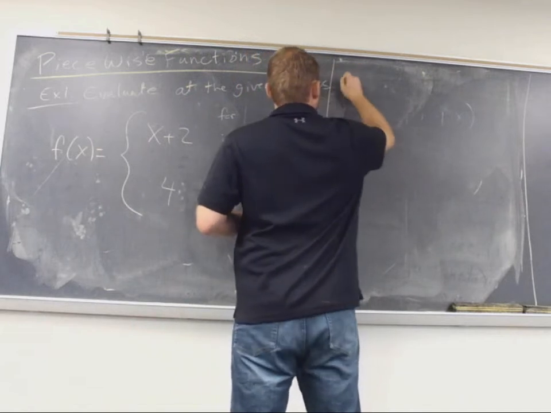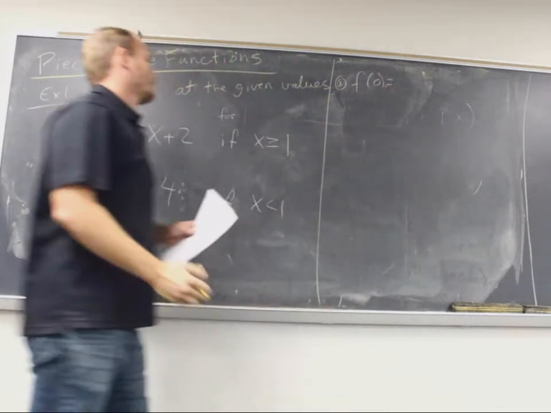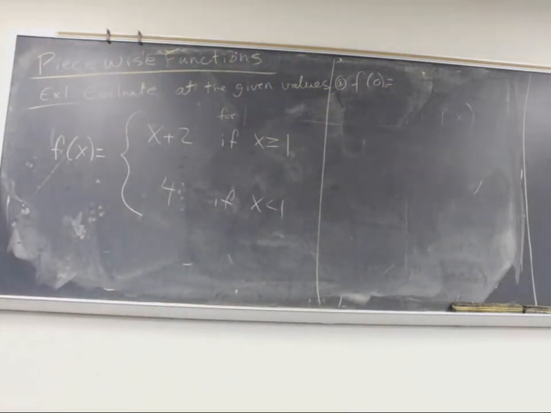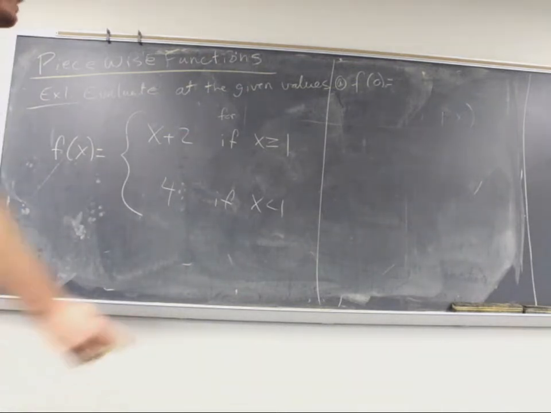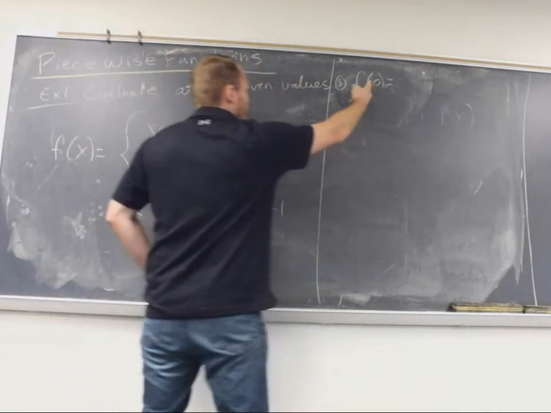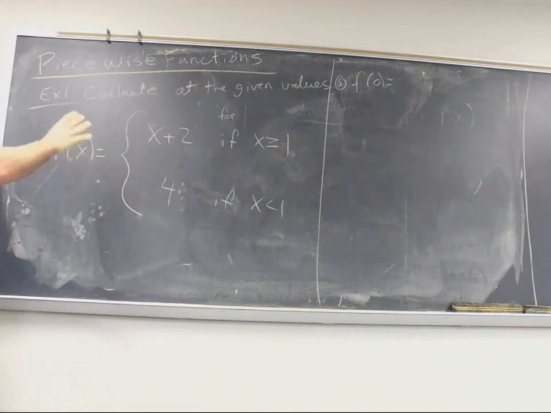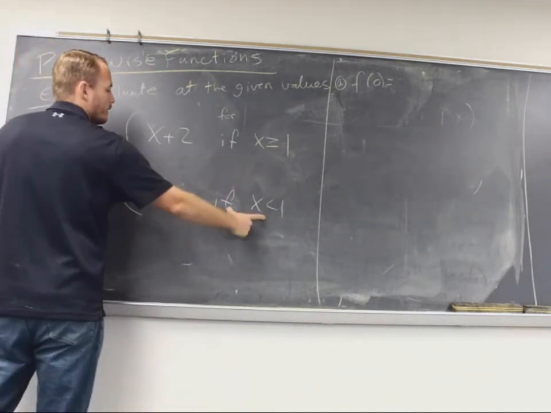Part A, f of 0. All right, so you first need to identify what x value you are looking for. What x value am I looking for here? Well, it tells you: this number here, 0. So I'm looking for which of these functions x equals 0 falls under. So I need to look here and here.